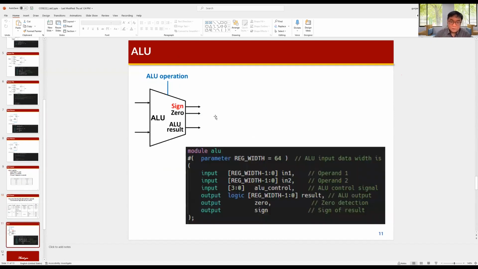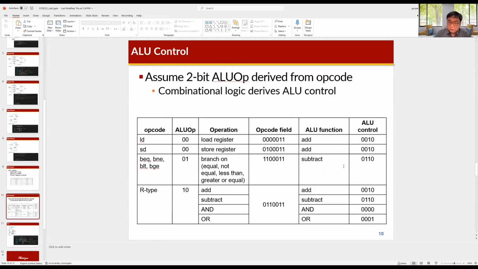So the new ALU has this sign bit output. As you can see, the input and output ports of the ALU have this zero bit, the sign bit, and the result. You can find in1 and in2, which are the input operands for the ALU, and then you can find the ALU control signal. The operation of the ALU is defined like here.